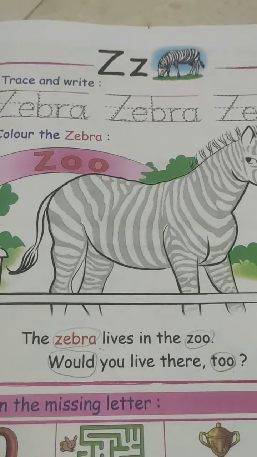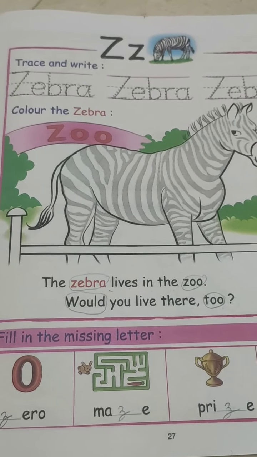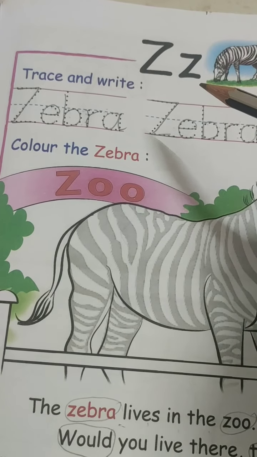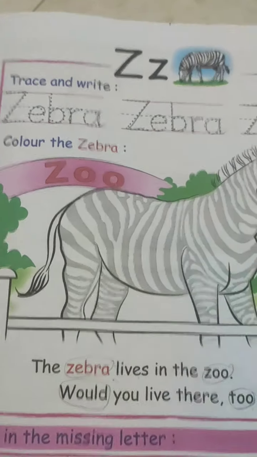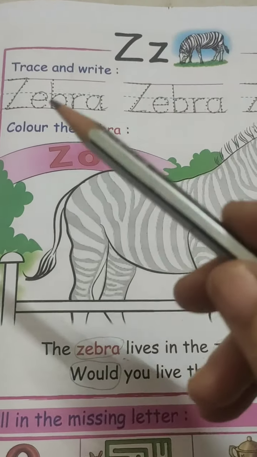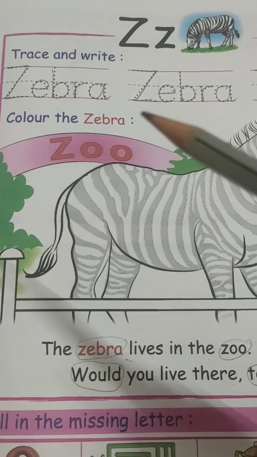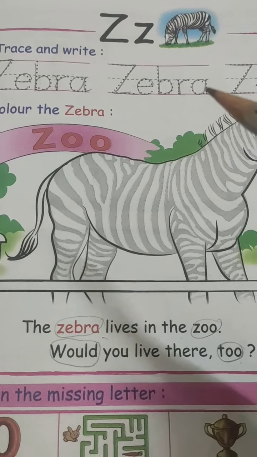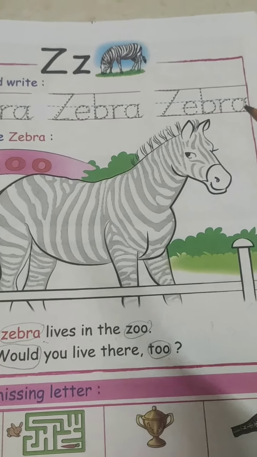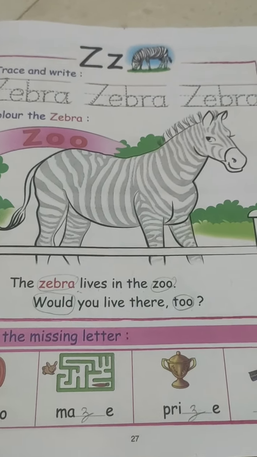This is letter Z. Z says zzz, zebra. Z, Z, zebra. Okay, capital Z and small z. Now, we have to trace the spelling of zebra. Come on, trace the spelling of zebra. Z-E-B-R-A, zebra. Z-E-B-R-A, zebra. Z-E-B-R-A, zebra. Come on, finish it fast.